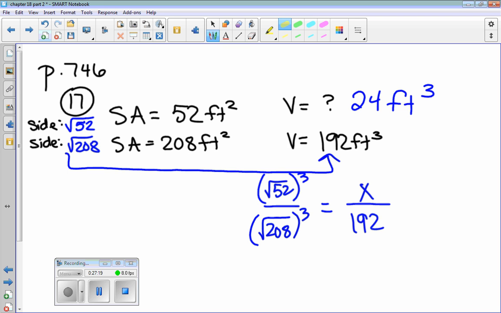And I get some decimal. And then I'm going to divide by that number, because it's this times this divided by that. So divided by, parentheses, square root of 208, to the third power. That's where 24 came from.